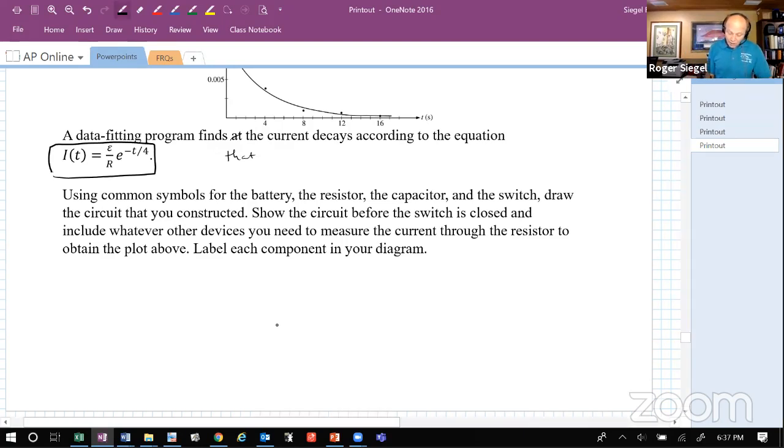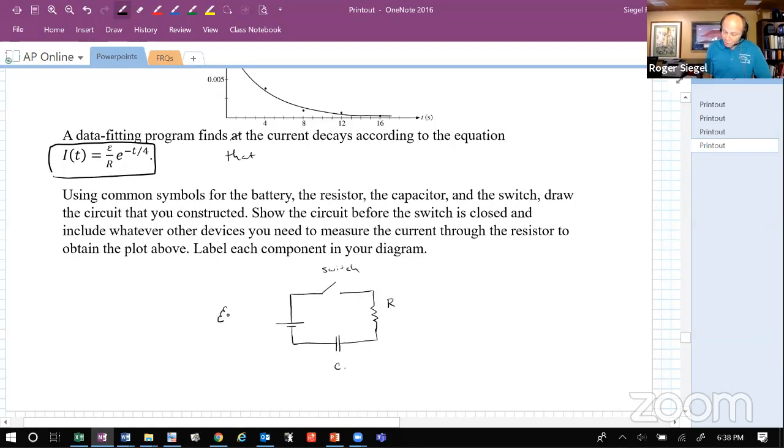So the common symbol for the battery is two parallel lines, one bigger than the other with a common center. Then we can put our switch, and that's what that looks like. We can put a resistor in here, which is a zigzaggy thing. And our capacitor looks a little bit like a battery, except its two parallel plates have the same length. So we're going to go ahead and put that C. This is R. This is my switch. And this is my EMF.